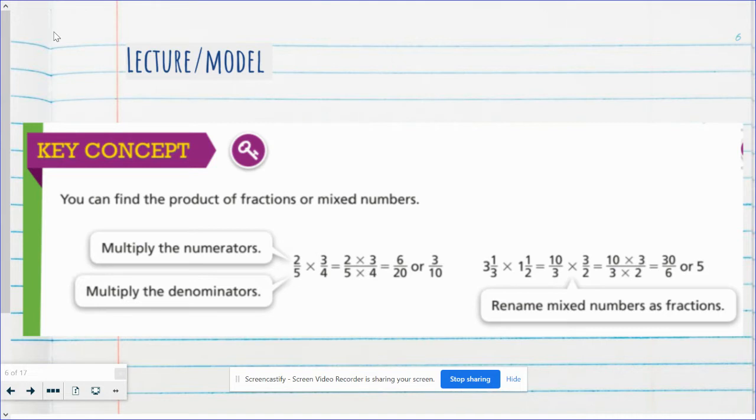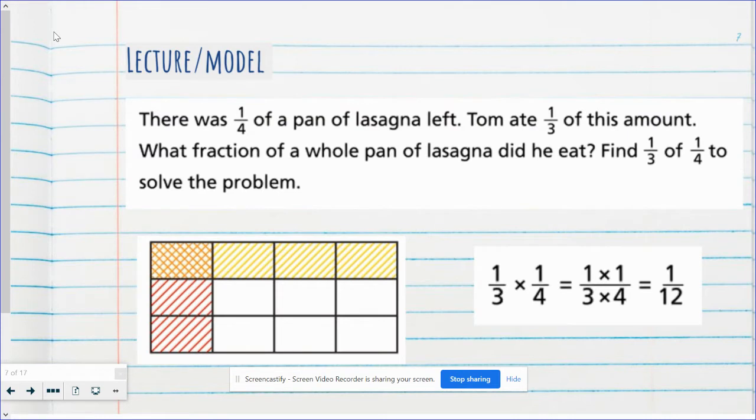All right, so our major concept today is that we're going to look at some visual models to see why things work the way they do. But our main focus is going to be multiplying our numerators, multiplying our denominators, and then simplifying. So that is where we're going to start today. Let's look at what this looks like.